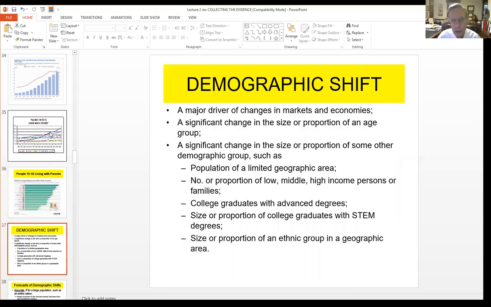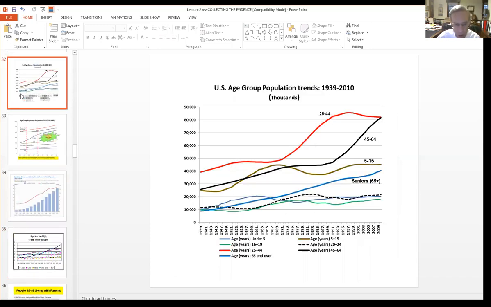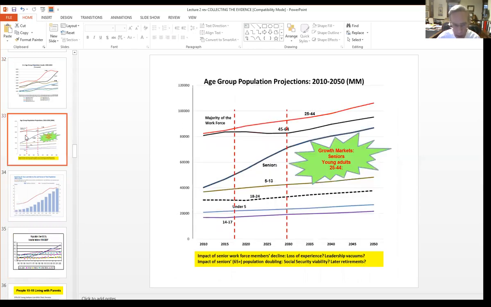Okay, now we move to changes. We saw in these trends major changes in age groups, right?